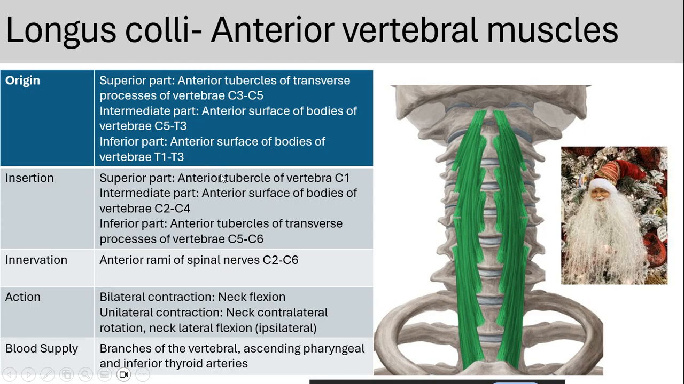Insertion, superior part: anterior tubercle of vertebra C1. Intermediate part: anterior surface of bodies of vertebrae C2 to C4. Inferior part: anterior tubercles of transverse processes of vertebrae C5 and C6. Innervation: anterior rami of spinal nerves C2 to C6. Action: bilateral contraction, neck flexion; unilateral contraction, contralateral neck rotation and ipsilateral neck lateral flexion. Blood supply: branches of the vertebral, ascending pharyngeal, and inferior thyroid arteries.